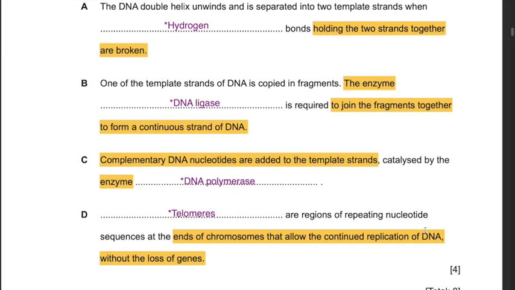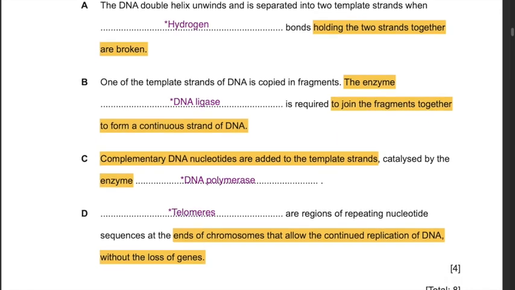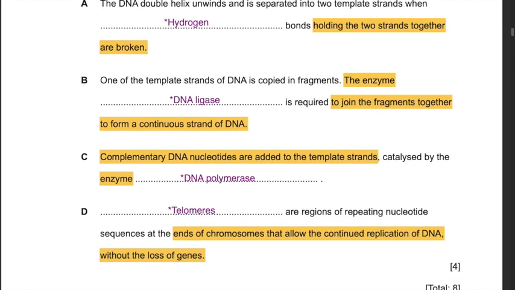And the other keywords are pretty much basic. You just have to remember what holds the two strands together. Those two strands are held together by hydrogen bonds, and then you should know what are at the ends of the chromosomes which prevent the loss of genes. Those are known as telomeres. The enzyme that joins the fragments together is DNA ligase. The enzyme that adds complementary DNA nucleotides to the template strand is DNA polymerase. So writing these answers would earn you 4 marks.